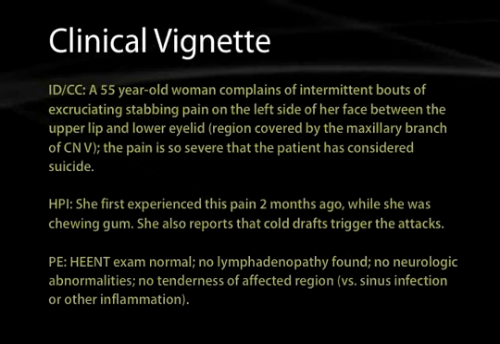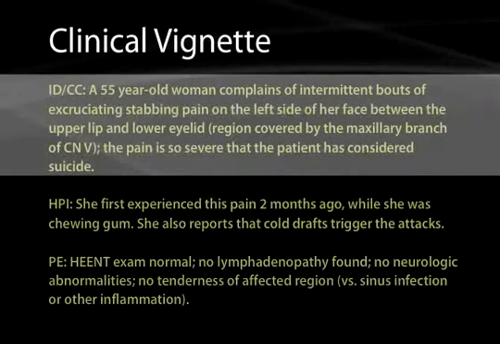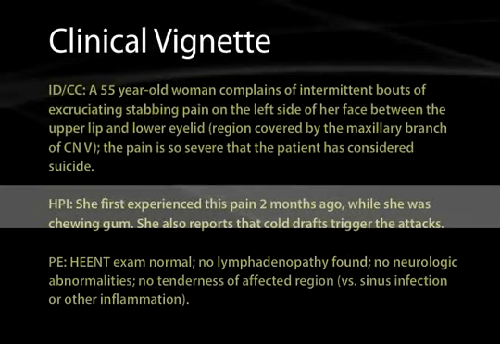Let's do another vignette for brainstem cranial nerves. A 55-year-old woman complains of intermittent bouts of excruciating stabbing pain on the left side of her face, between the upper lip and lower eyelid, the region covered by the maxillary branch of cranial nerve 5. The pain is so severe that the patient has considered suicide. She first experienced this pain 2 months ago while she was chewing gum. She also reports that cold drafts trigger the attacks.